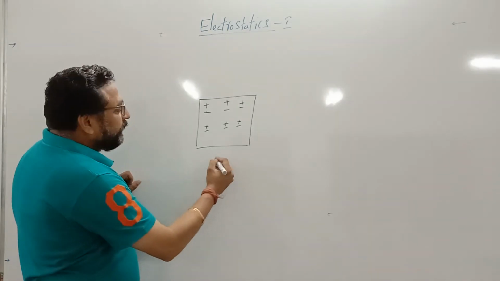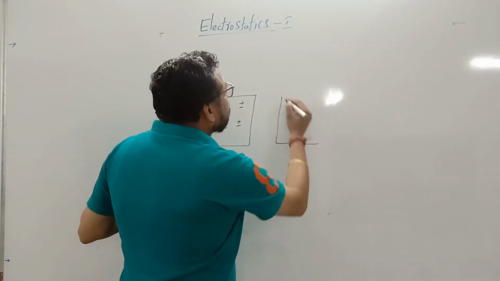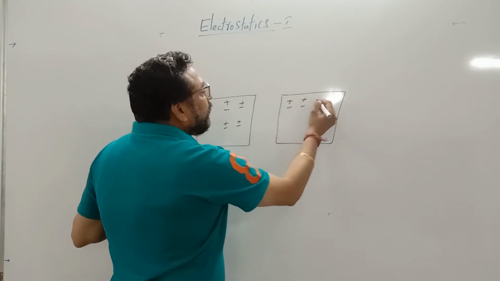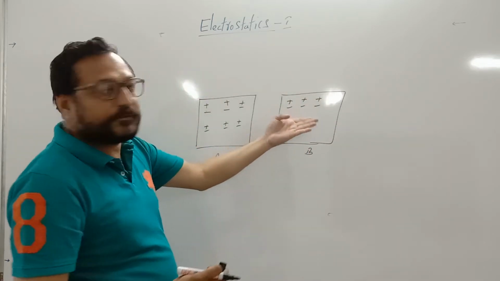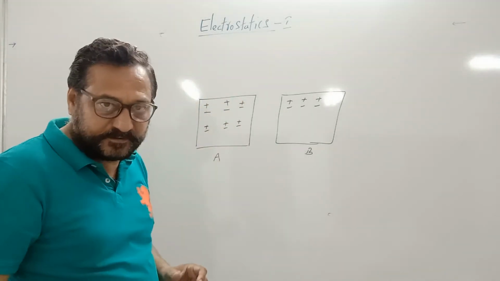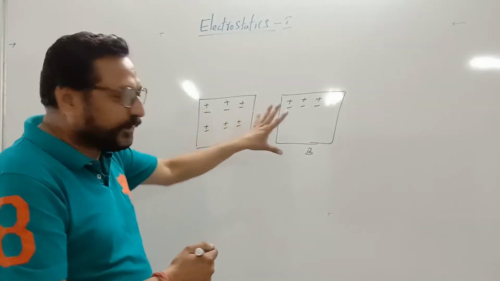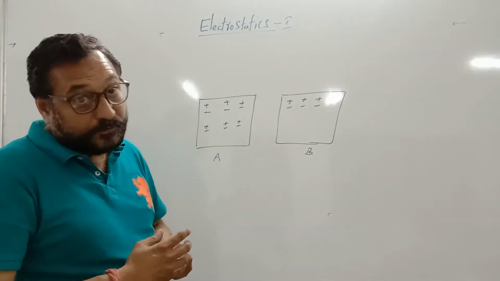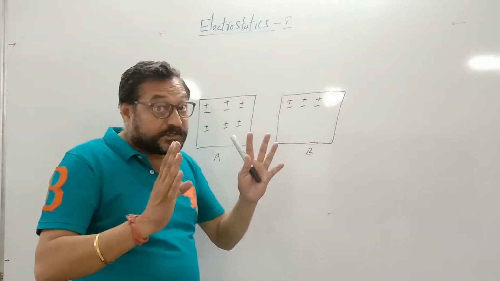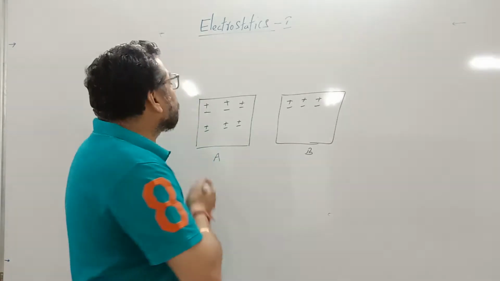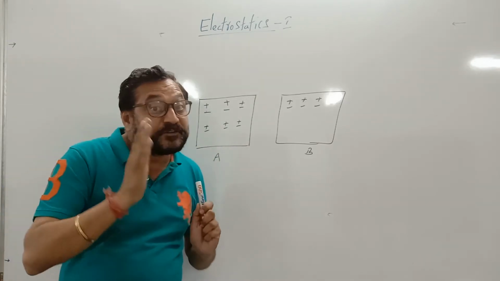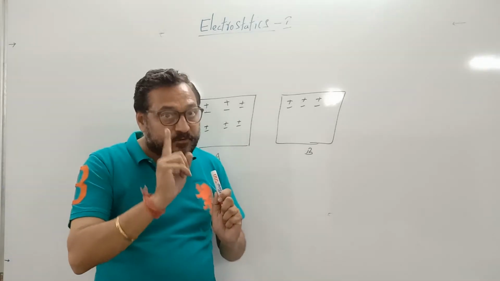This is a body A and another body B. Body A has 3 positive and 3 negative charges, and the other has 6 positive and 6 negative charges. When these two bodies are rubbed together, the loosely bound electron of one body, that's important, in other words its work function is low.